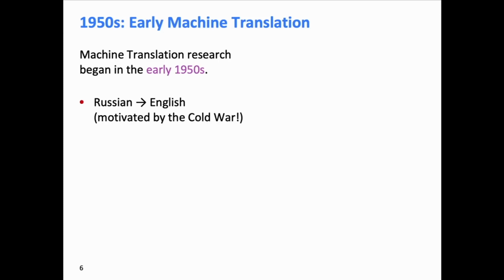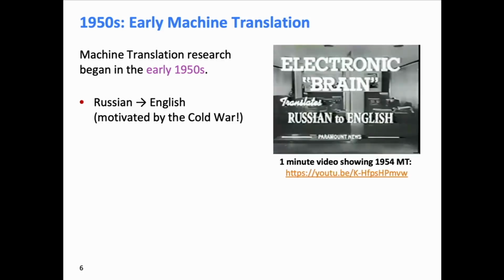So the beginning of machine translation as an AI task began in the early 1950s. So in particular, there was a lot of work translating Russian to English because the West was very interested in listening to what the Russians were saying during the Cold War. And we've got a fun video here which shows the state of machine translation in 1954.